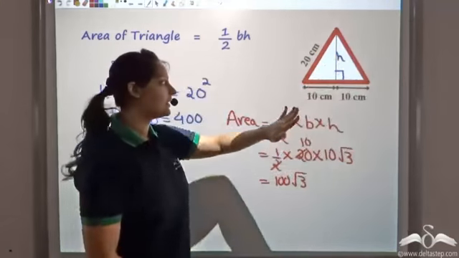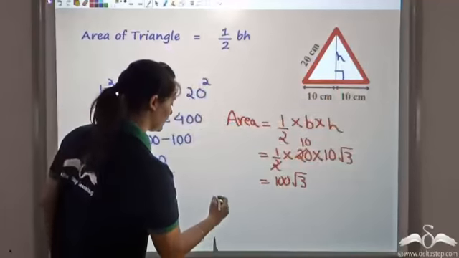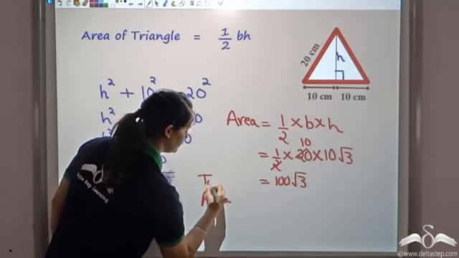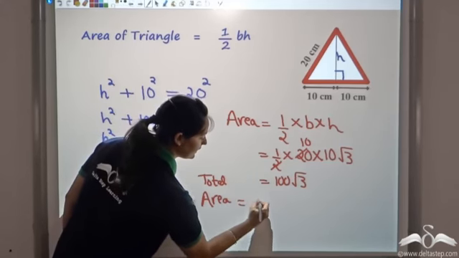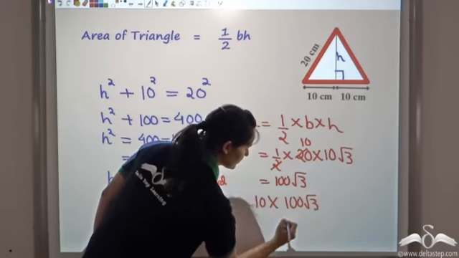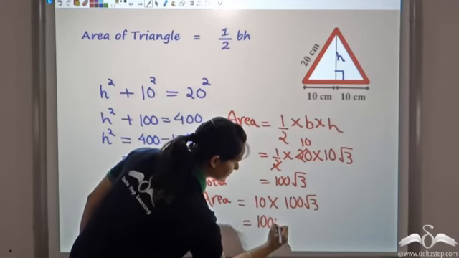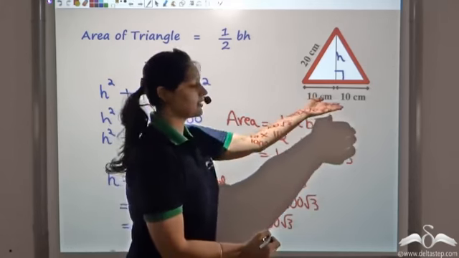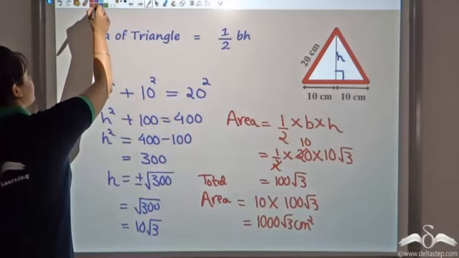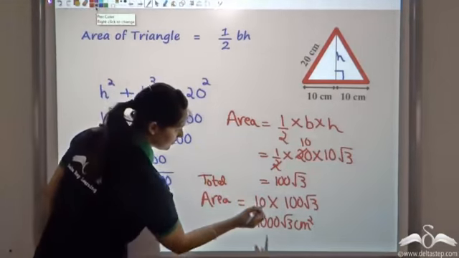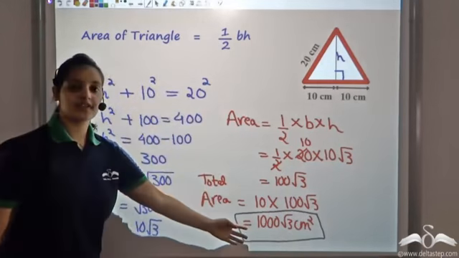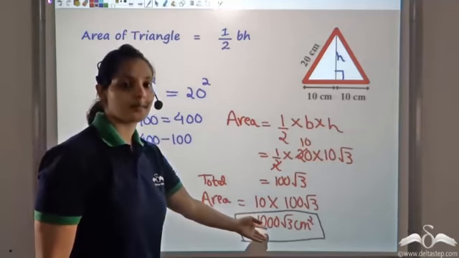He needs to make 10 such triangles. So the total area would be 10 into the area of 1, which is 100 root 3. So I get 1000 root 3. Since it's in centimeters, centimeter square. So this is finally the total area that he needs. This is the amount of chart paper that he needs.